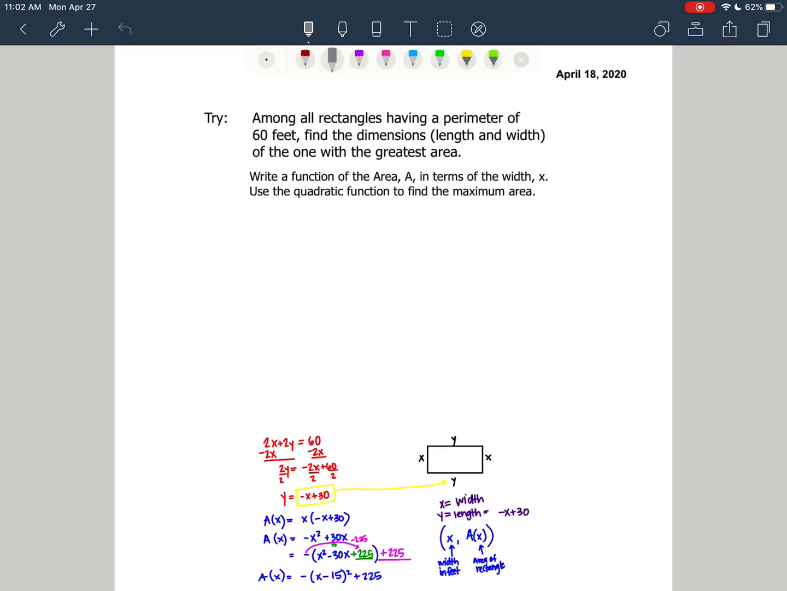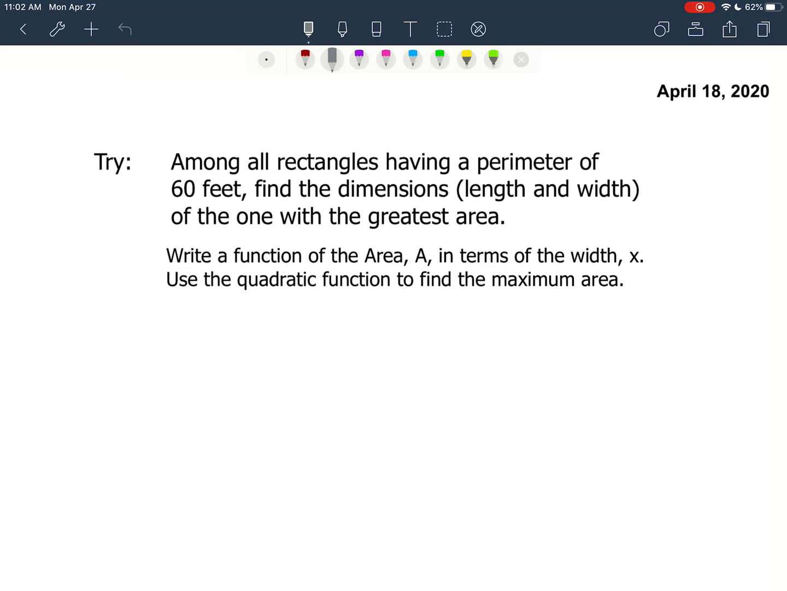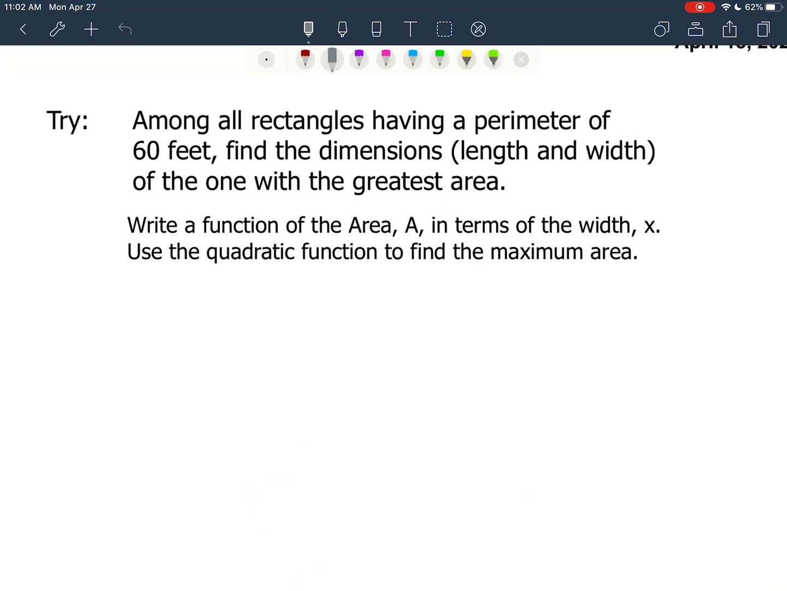So here is another problem asking you: among all rectangles having a perimeter of 60 feet, which one will give you the greatest area? So what are the dimensions of the one that gives you the greatest area? Go ahead and try that. So you're going to press pause, and when you're ready to rejoin us, go ahead and press play and come on back.